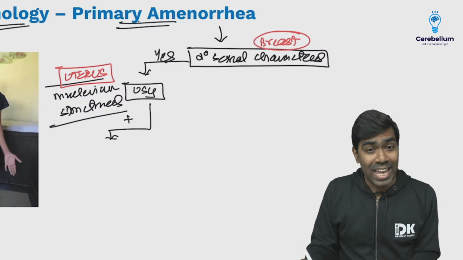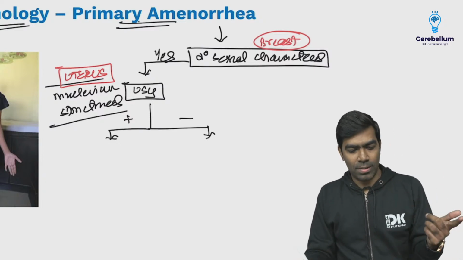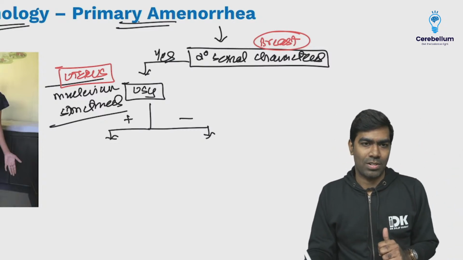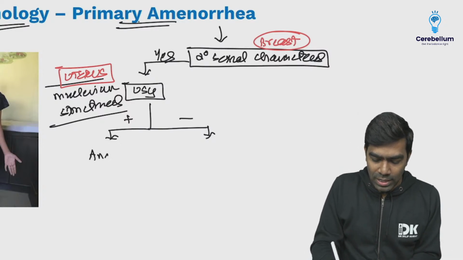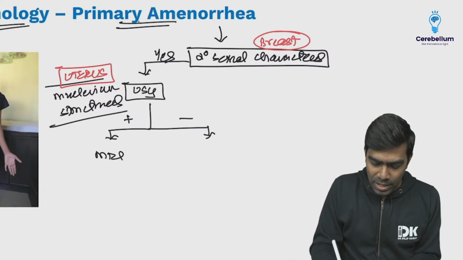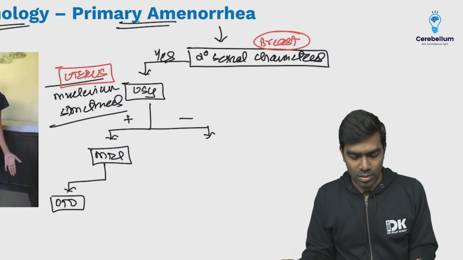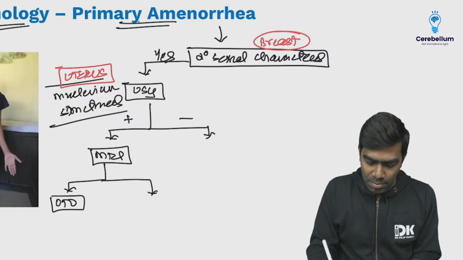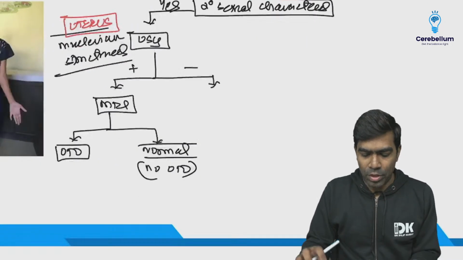If the Mullerian structures are there, which means the uterus is there, what are the differentials? The next step is to look at the anatomy. How will you see the anatomy? By doing an MRI. MRI is the best investigation. In MRI, you can diagnose outflow tract obstruction, which is an abnormal anatomy, or the MRI can be normal, which means there is no outflow tract obstruction.